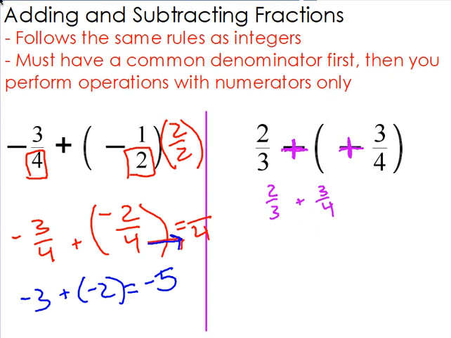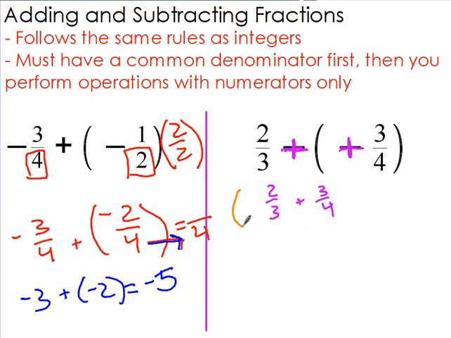So for a common denominator, I'm looking at what's my lowest common multiple between 3 and 4. Well, I know that 3 times 2 is 6. That's not a multiple of 4. 3 times 3 is 9. That's not a multiple of 4. 3 times 4 is 12, which is a multiple of 4. Now, when in doubt, you could always multiply the two denominators. So 3 times 4 is 12, and that would always work as a common denominator if you need to.